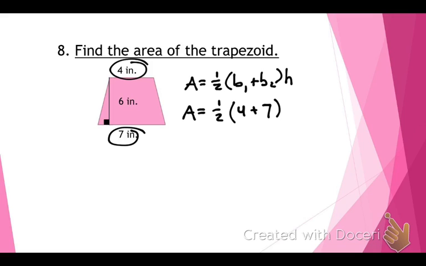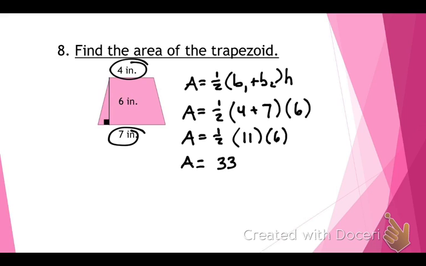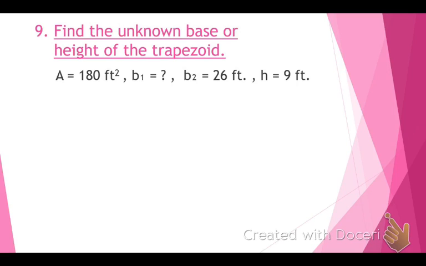And girls, what's my height? 6. What should I do first? We're going to go ahead and do the parentheses first. What's 4 plus 7? 11. And then bring down your 6. When you multiply 1/2 times 11 times 6, what do you get? 33 inches squared is correct. Great job. All right, we only have one problem left on our review sheet. I want you guys to go ahead and try this on your own.